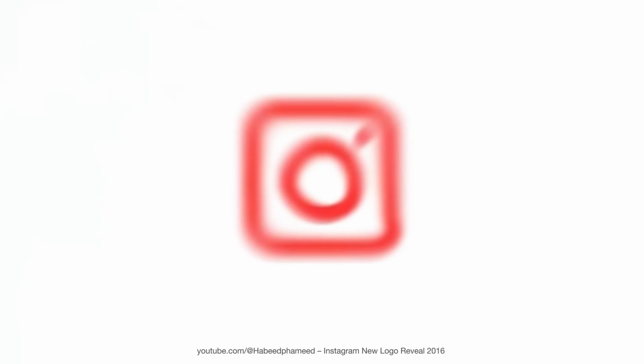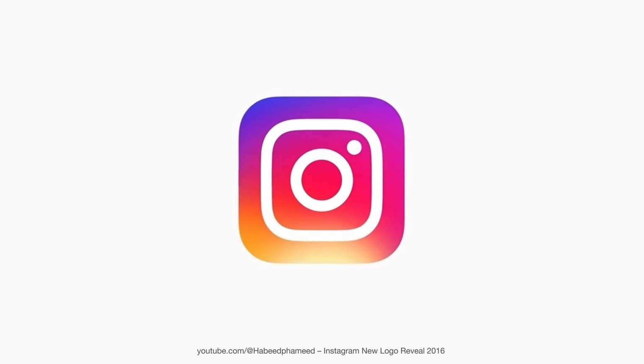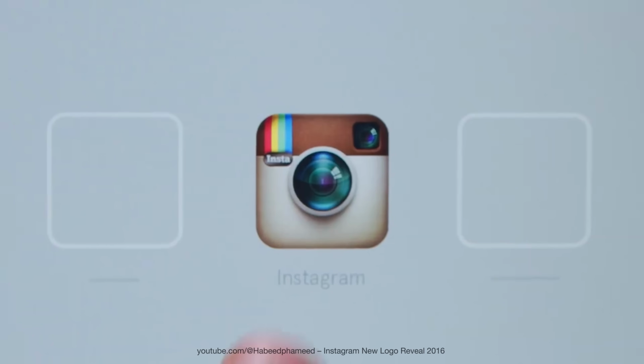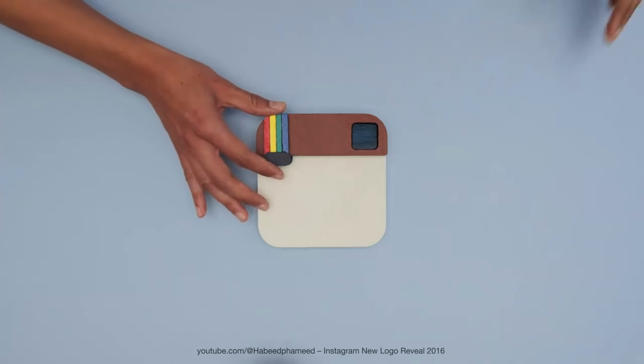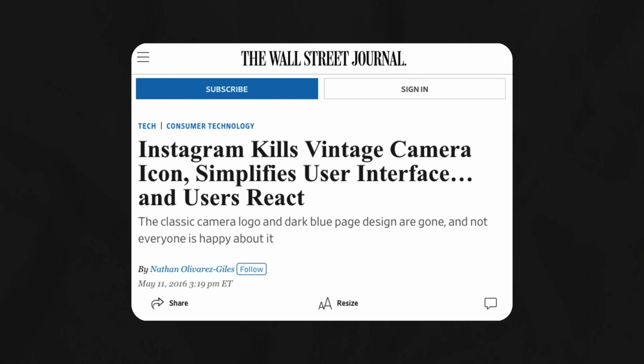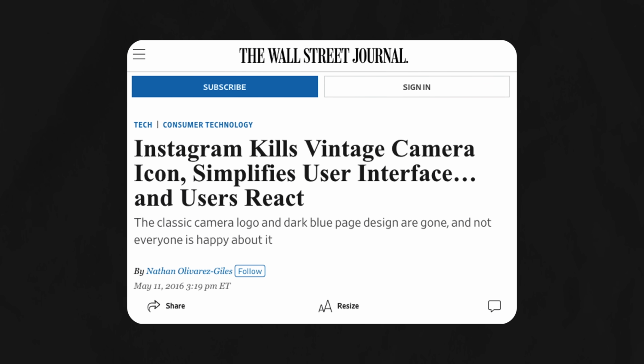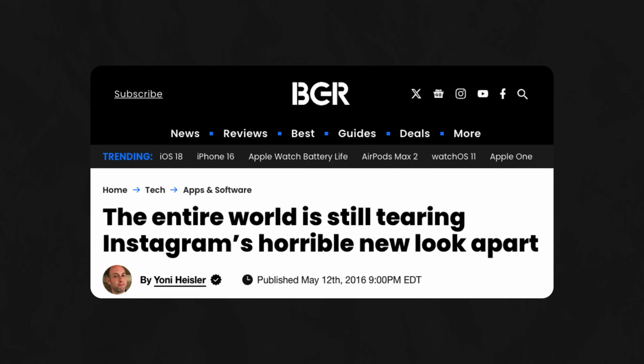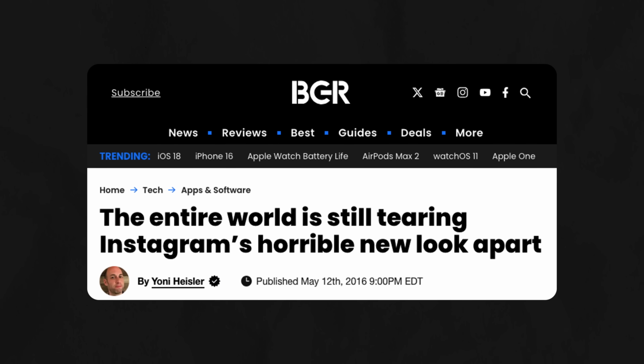In 2016, Instagram introduced a brand new logo. The old Polaroid-style icon, one of the most famous symbols in tech, was gone. Media and designers reacted with a storm of mostly negative comments. Many people disliked the bright colors and gradients. I remember the strong emotional reaction this logo triggered in me.